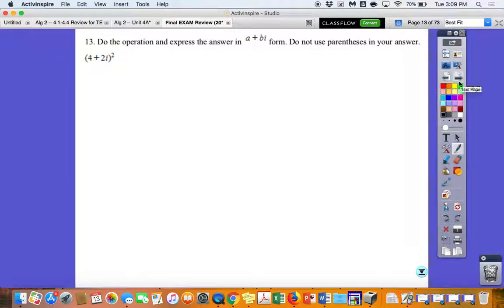Okay, moving on. Do the operation. All we're doing is squaring the binomial. This is square the first, twice the product, square the last. If you don't like that, then write it twice and multiply it out like we just did, but I'm trying to work under time constraints.